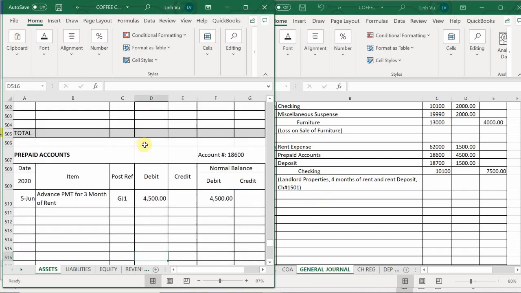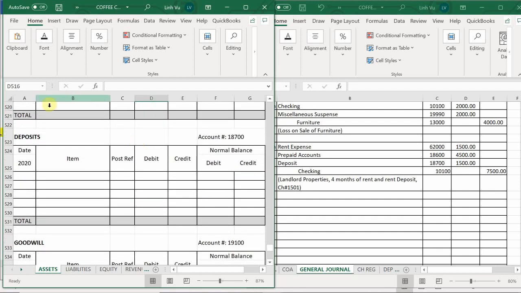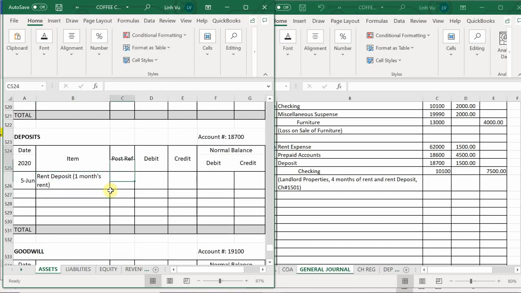So there you go. That was my prepaid rent. Now what else do I need to put here? My deposits. If you scroll right underneath, you have deposits right here. What do you want to put in the description? Rent deposit. I'm going to put in parentheses 1 month's rent, because usually that's what it is. It's always 1 month's worth of rent. General journal, this transaction happened on our first page. How much did I debit my account for? $1,500.